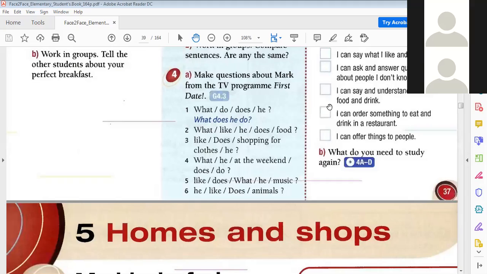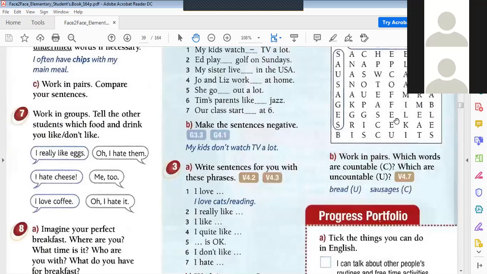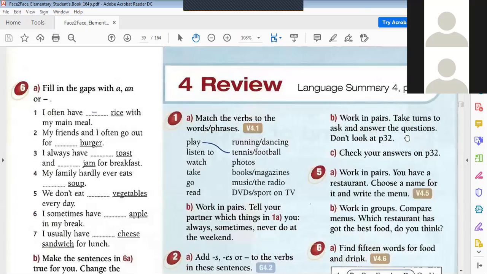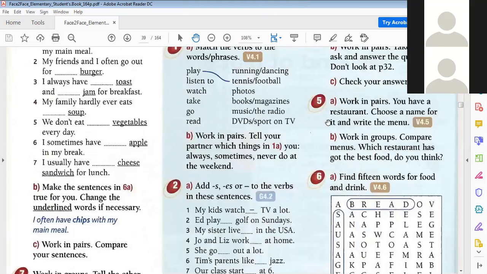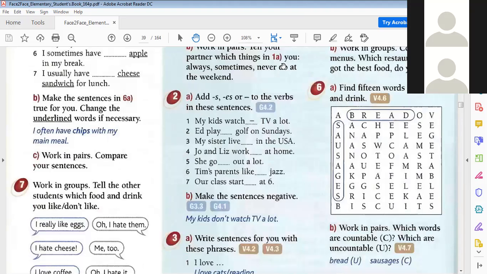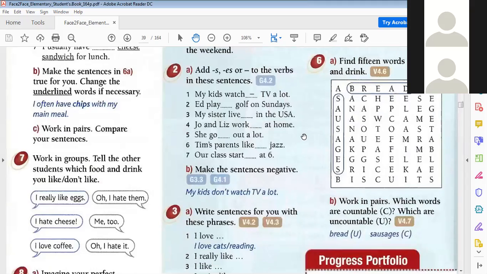So let's check our next question, number 5. I think we did number 5. We did 4B, we finished it. Okay, number 5, you have a restaurant, choose a name for it. This is too long. I think we can skip this. Let's do number 6. Here we want to find 15 words related to food and drink, okay? So let's find the words together.